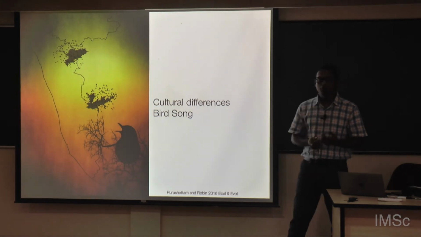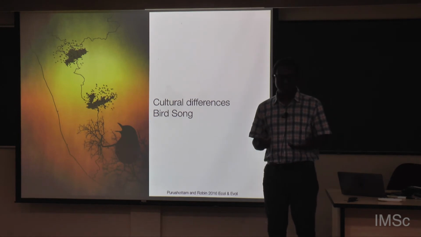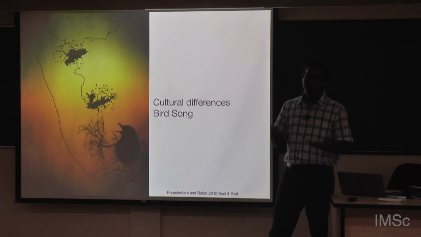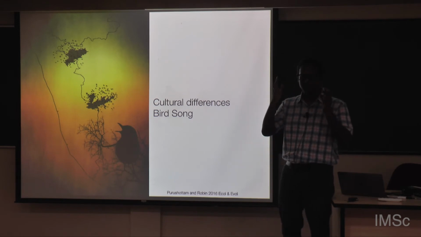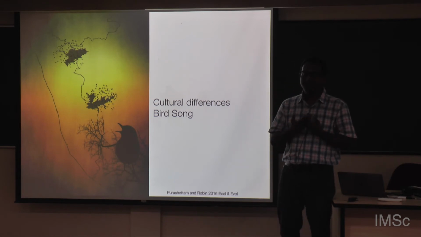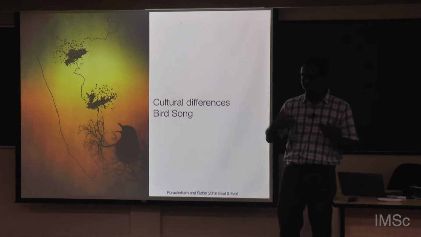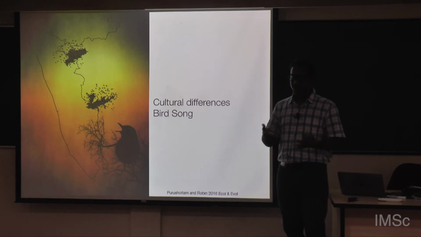So here what we wanted to do was, until now I was talking to you about genetic differences. So we wanted to add another kind of marker, which is cultural differences. And why that matters is that, as you know, any cultural trait can be transmitted. It doesn't have to go through generations. It can be transmitted by learning, right? So it's not like gene flow or anything like that.